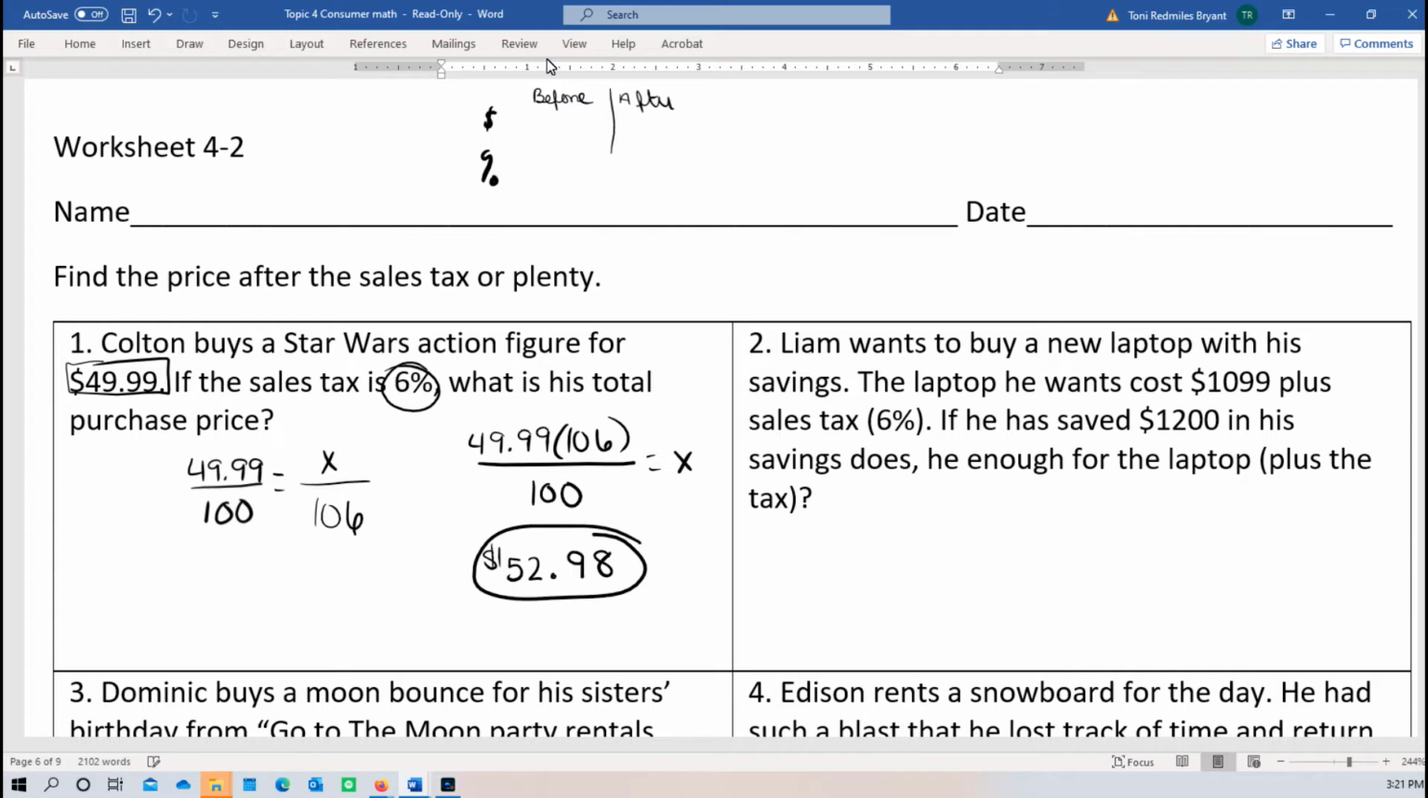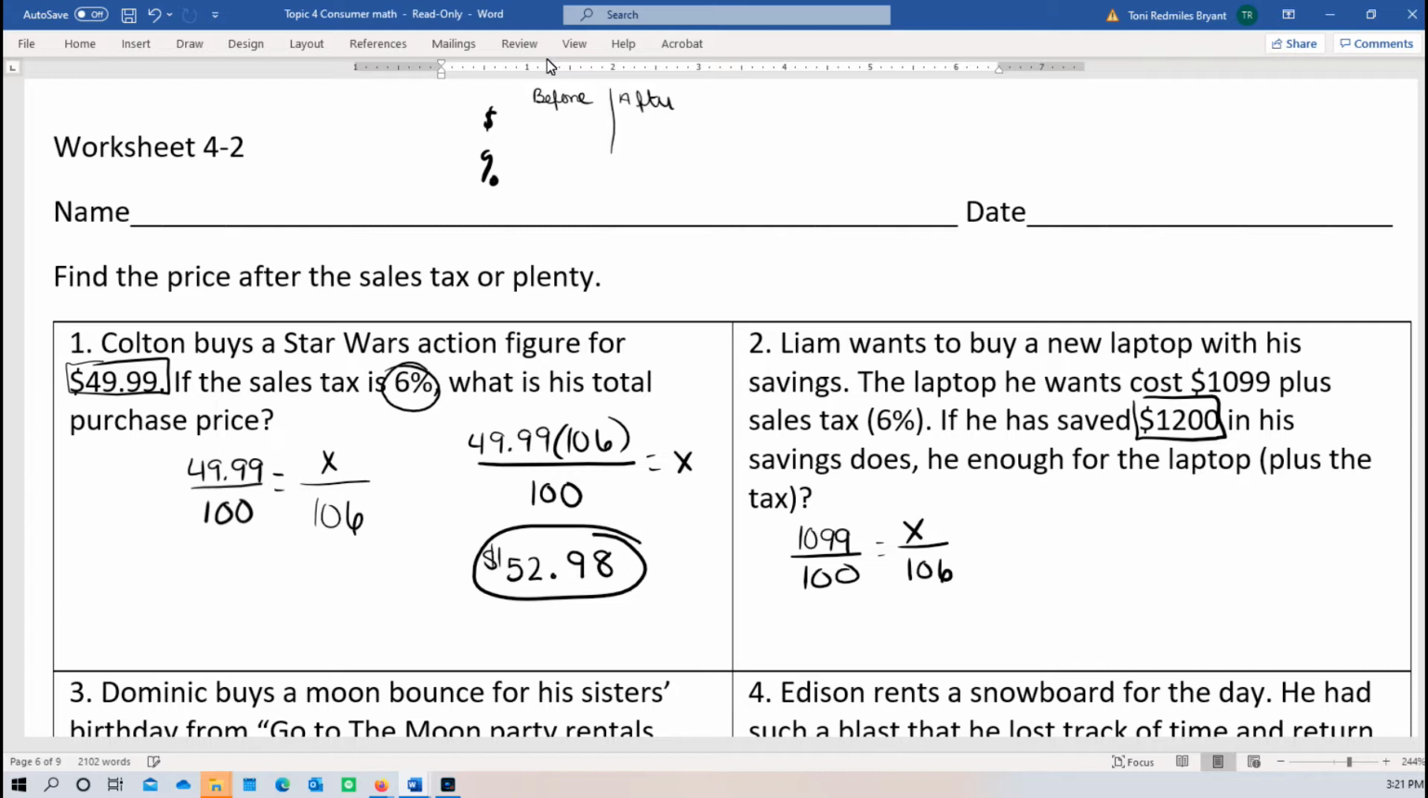All right, Liam wants to buy a new laptop with his savings. The laptop he wants costs $1,099. That's the total amount of the laptop, which is 100% of the price of the laptop. But he's going to pay above 100%. He's going to pay 106%. We don't know what his total bill is, but we know this is how much money he has. So we have to see if he can buy this laptop.